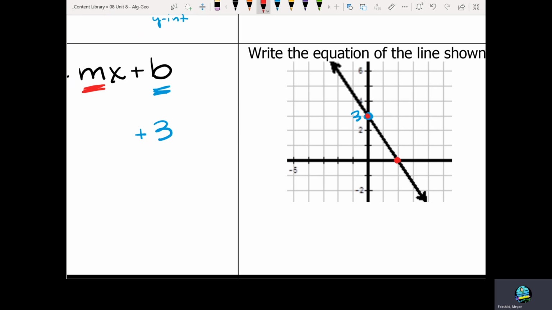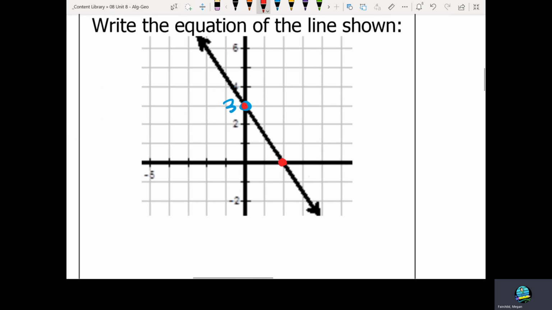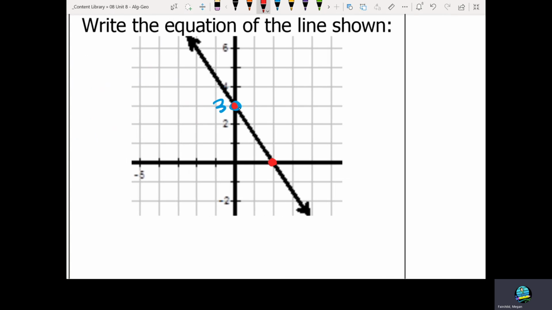Then you count down how many, and then count over how many. So down this way, that's down 3. So what does that mean? That means the rise is 3, so the numerator is 3. And then you go over 2, so the run is 2. So slope is, have y'all heard this before? Rise over run.